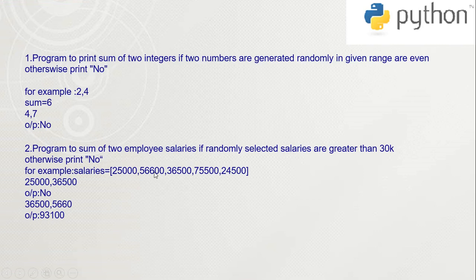Program to sum two employee salaries. So the salaries are this. If randomly selected salaries are greater than 30,000, I should print their summation. Otherwise I should print a message called no.